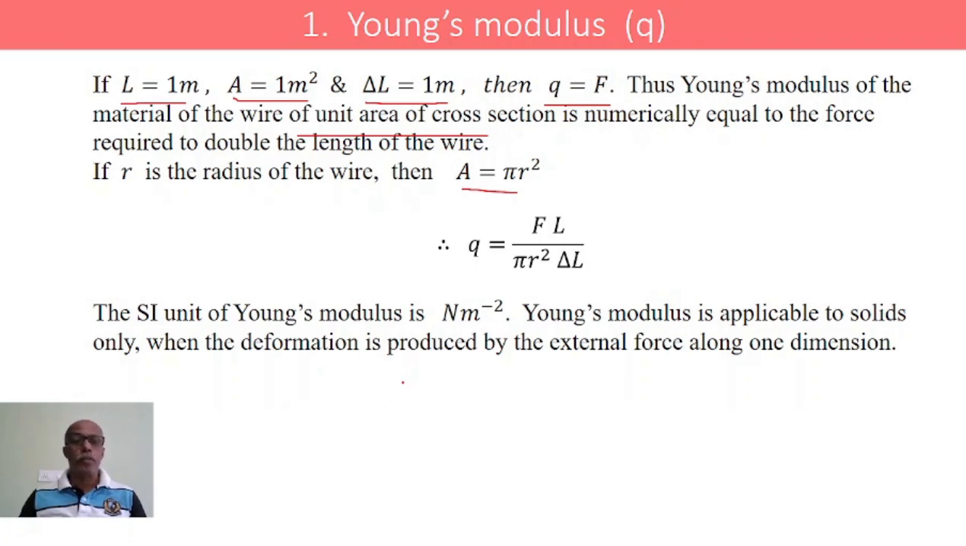The SI unit used to measure Young's modulus is Newton per meter square, and this Young's modulus is applicable only to solids, and that too when the deformation produced by the external force is only along one dimension. Young's modulus can be applied only to solids, that too when the deformation is in one dimension. This is about Young's modulus.